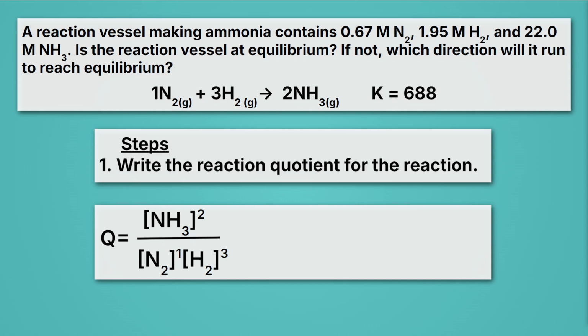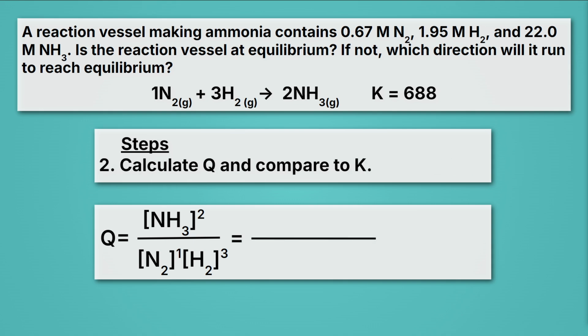Okay, well, now we can actually calculate Q and compare it to K. So we'll plug in our concentration of NH3, that's 22, and we'll have to square that. And remember, that's just given in our problem. Then we'll divide that by 0.67 raised to the first, that's the concentration of nitrogen.